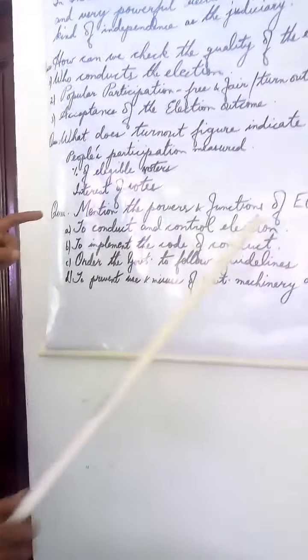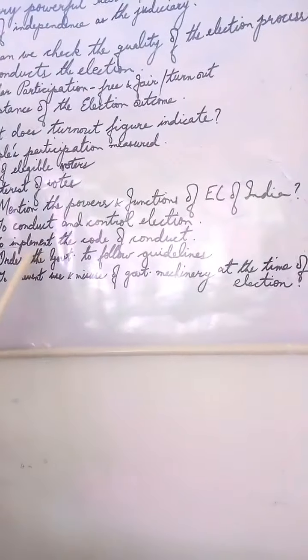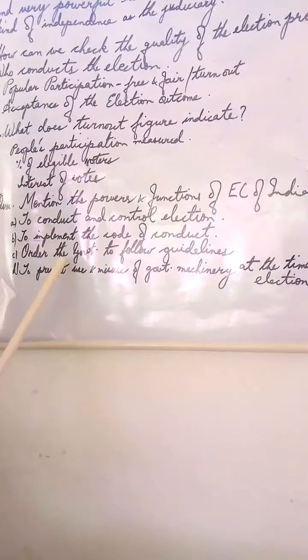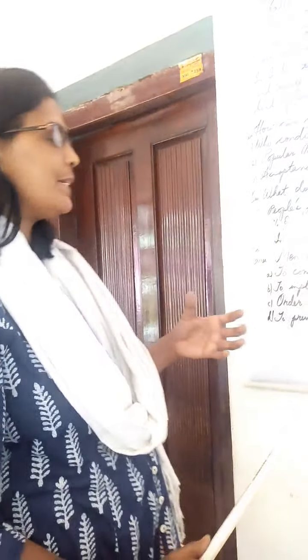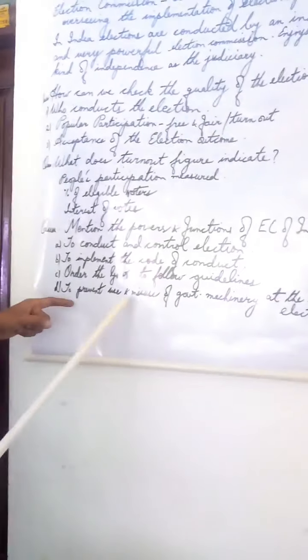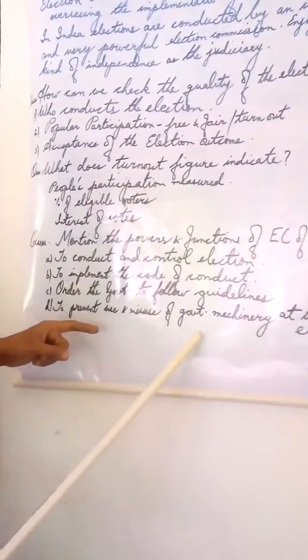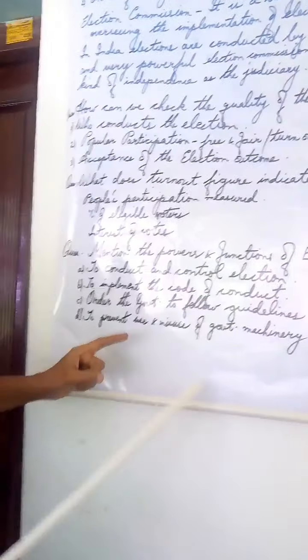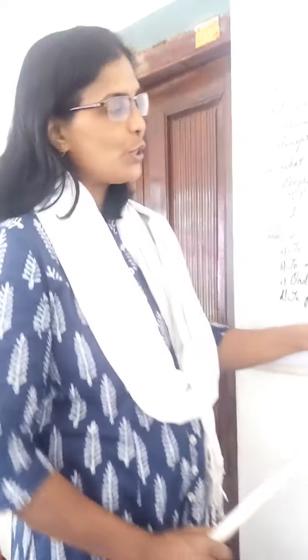The Election Commission of India also has the right to order the government to follow the guidelines specified by the Election Commission at the time of election. The next function is to prevent the use and misuse of government machinery. We discussed this term, government machinery, earlier. The candidates should not misuse the government machinery, especially at the time of elections.